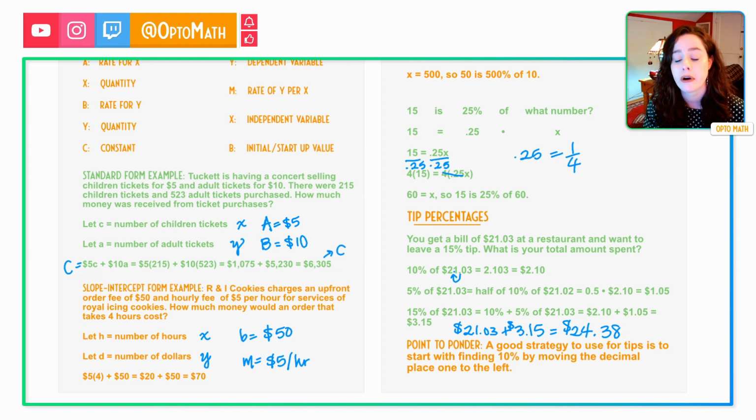A quick point to ponder here. Like I've already said, a good strategy to use for tips is to start with finding 10% by moving the decimal place 1 to the left. And again, that's because you're dividing by 10, because 10% is the same thing as 1/10. If you multiply by 1/10, then you're really just dividing by 10 and taking out a whole entire place value.